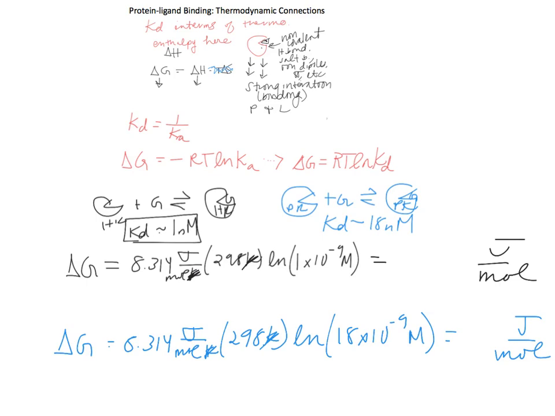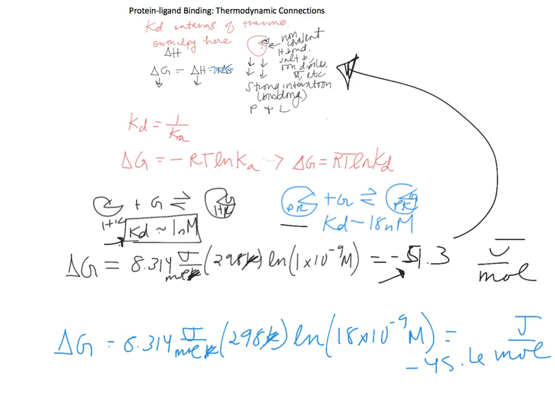All right, so the number that I got here is negative 51.3 kilojoules per mole. And the number that I got down here is negative 45.6 kilojoules per mole. So hopefully this helps prove to you that a lower KD is a stronger binding, which would translate into a more negative Gibbs free energy, which would also indicate that there's lots and lots and lots more non-covalent interactions happening between HK and G than there are between PK and G.